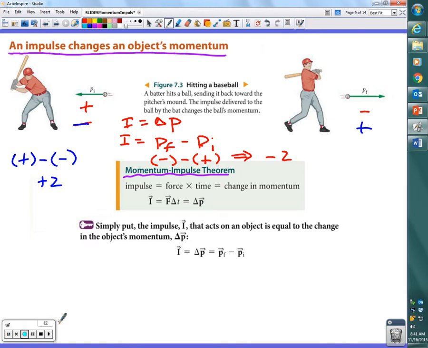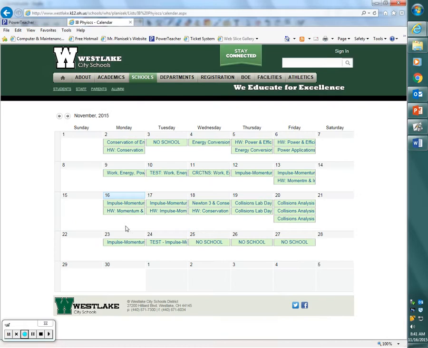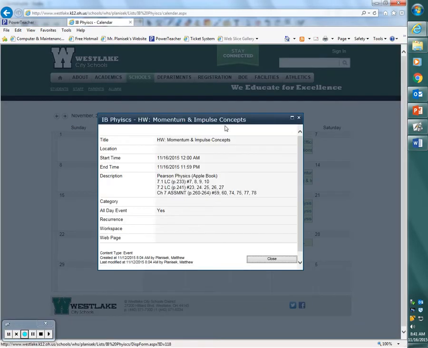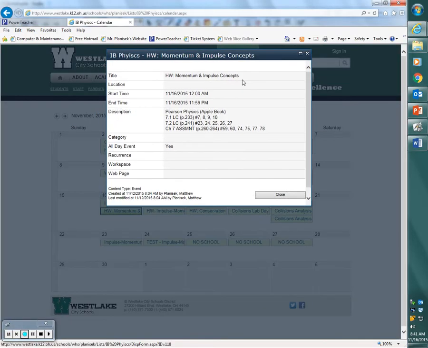Good there? All right. For tonight, if you take a look at the calendar, there are some homework problems dealing with concepts of impulse and momentum. I don't think there's any calculations here. I think these are all straight concepts, or if they're calculations, they're kind of simple ones like the ones we just did in class today. I haven't put the answers up yet, but I will today because my freshmen are taking a test, so I'll get the answers up there.